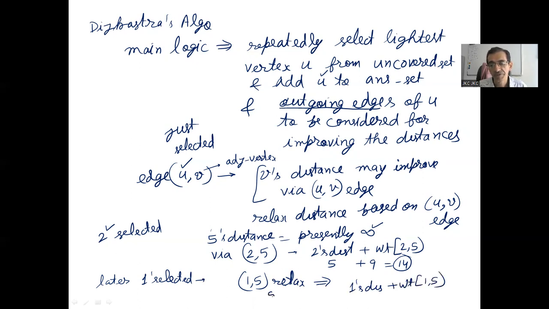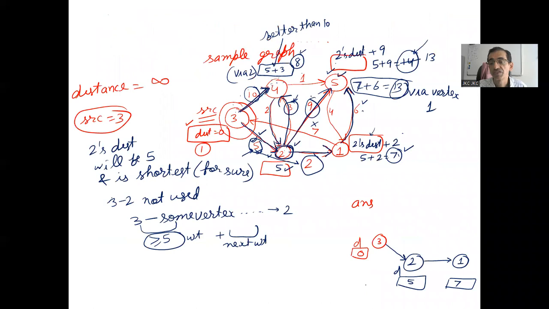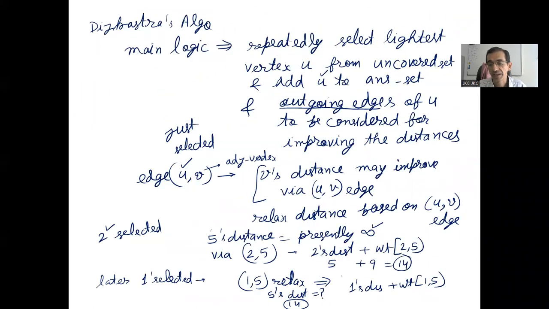This will be considered for 5's distance to be relaxed or not. So earlier 5's distance is 14. This will become 1's distance we have used, as 1's distance was 7. And then I could say this was 7 plus edge 1 weight, 1, 5. That was 6. This 30. So relaxation could be done over this like this. So this step I say as relax.